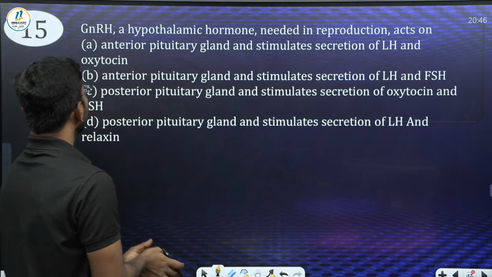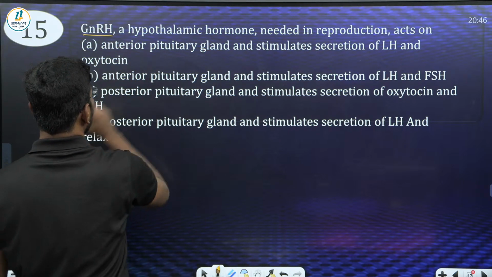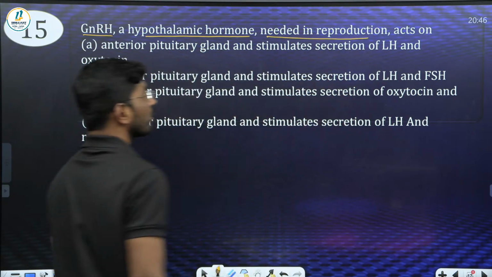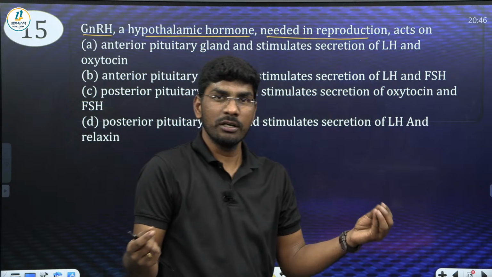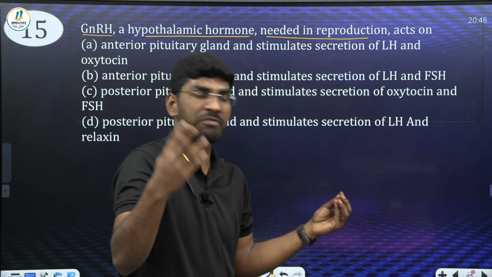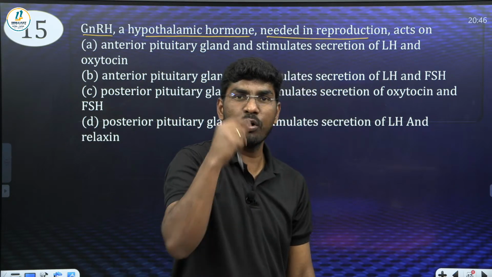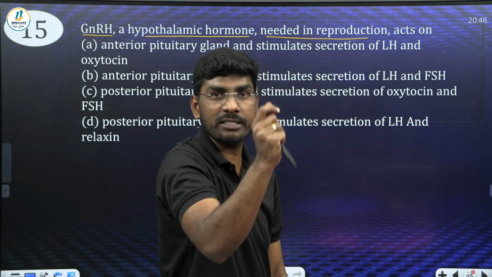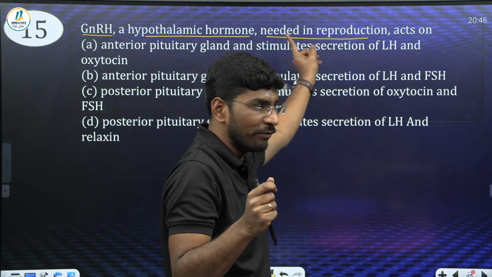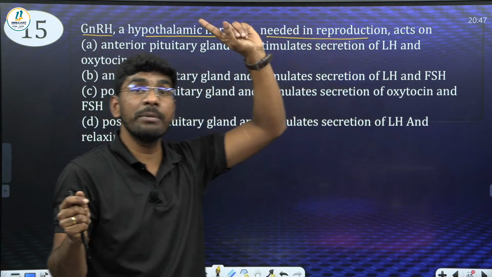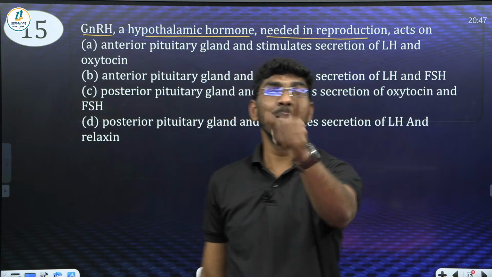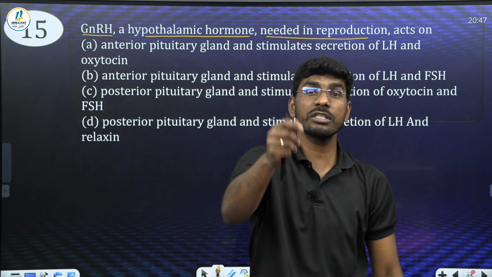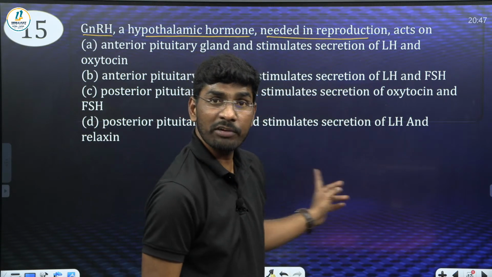What is given in the question? GnRH, gonadotropin releasing hormone, is a hypothalamic hormone needed in reproduction, and it acts on. How simple a question. This type of question comes, full 100 out of 100. Not a single student should get this answer wrong; everyone should answer correctly. Come on, try all of you. What is the correct answer? It will be not acting on the posterior pituitary. From the posterior pituitary, two hormones come, ADH and also oxytocin.